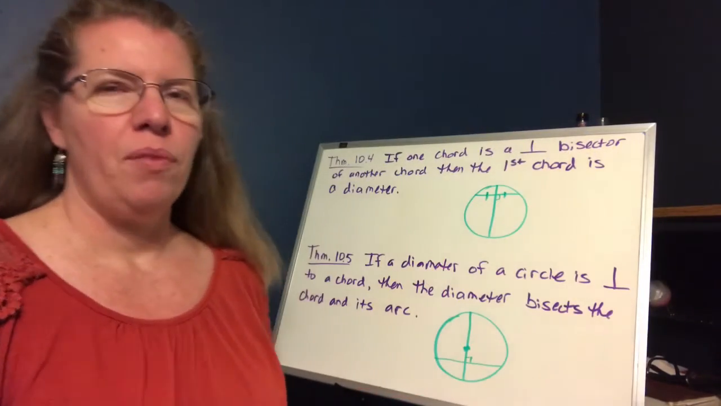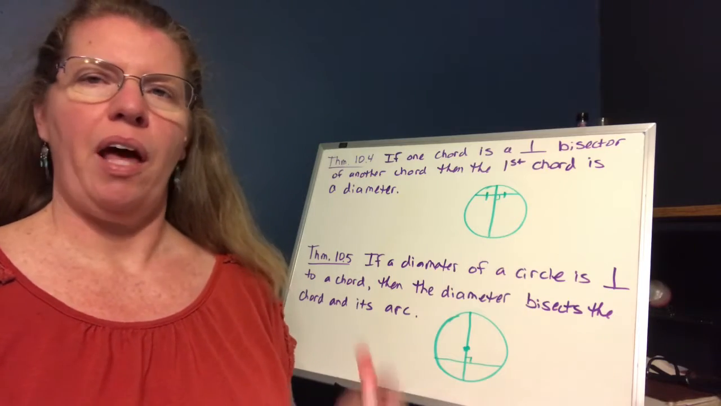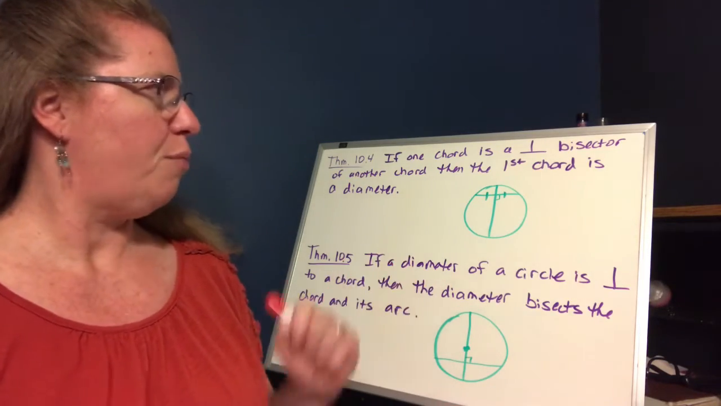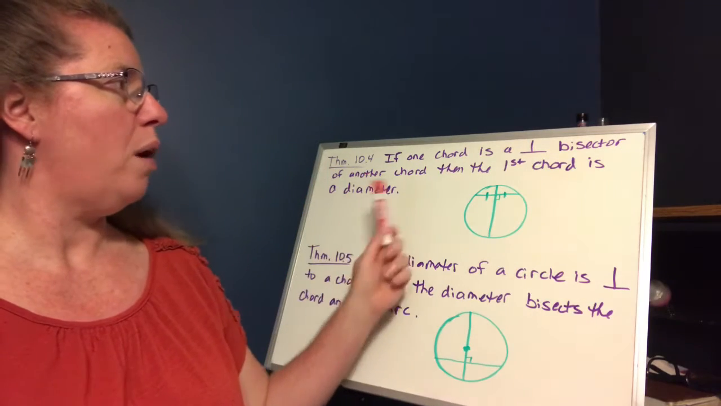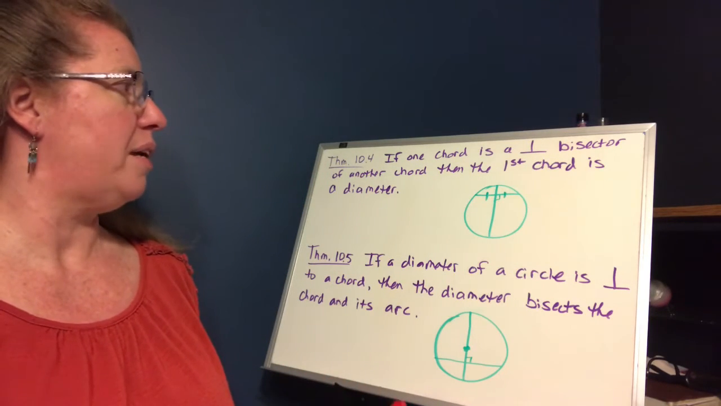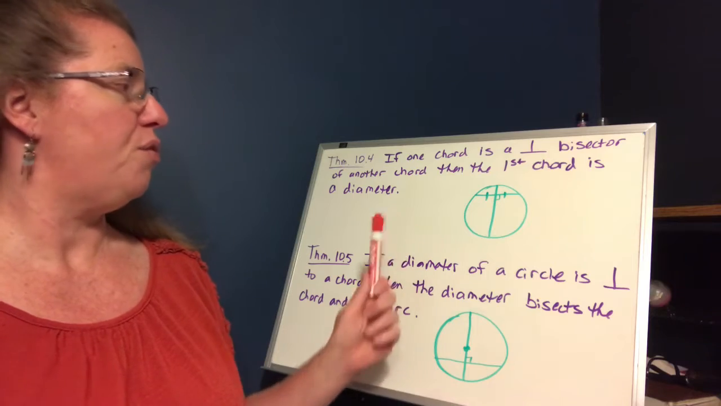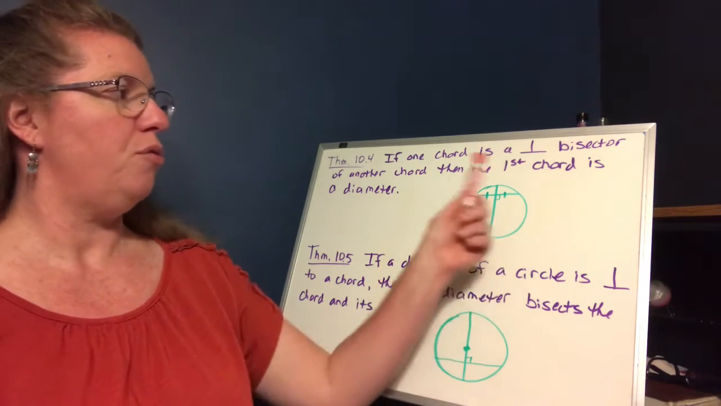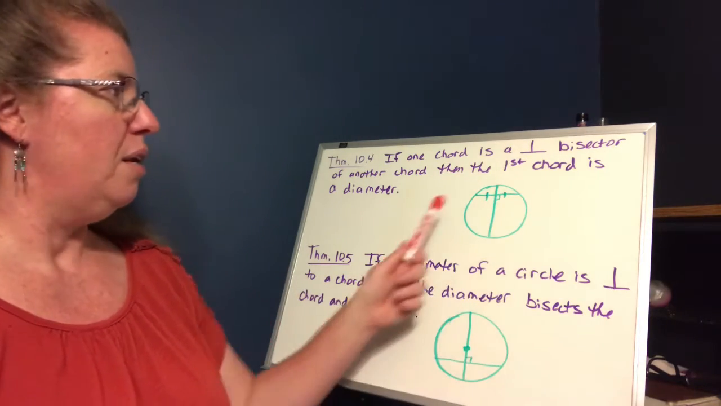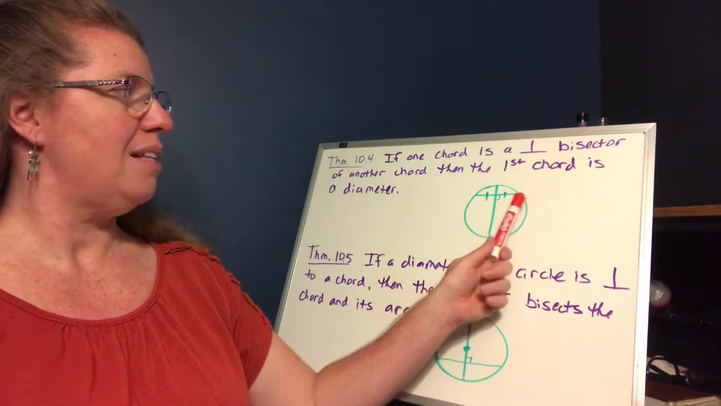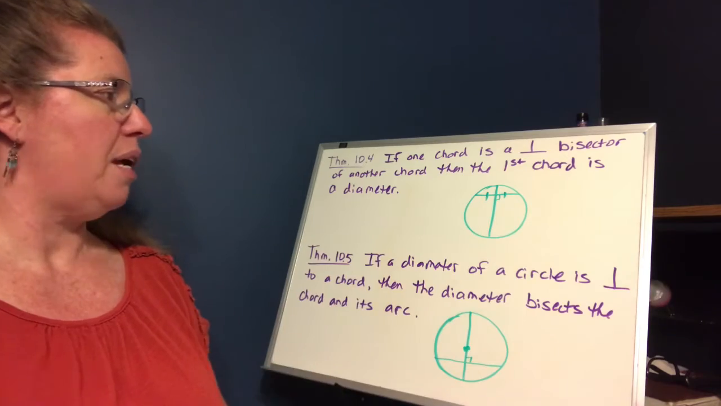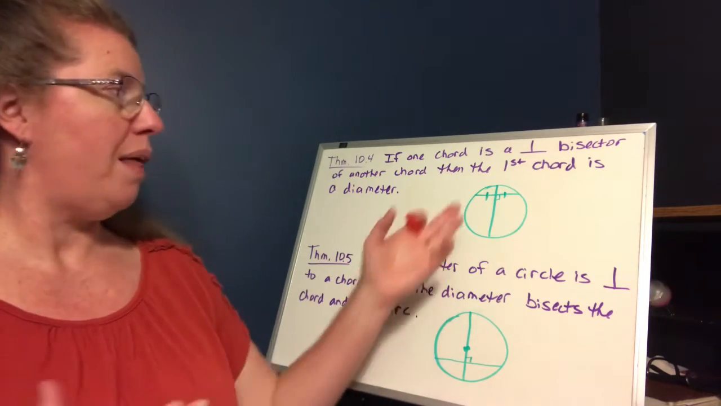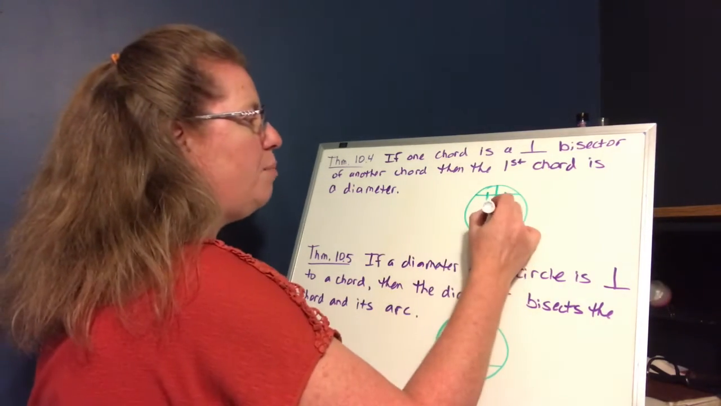Okay, we're back. From our exploration, we have two theorems that come from it. So let's look at these. The first one says, Theorem 10.4, if one chord is a perpendicular bisector of another chord, then the first chord is a diameter. So I drew the if part of our statement. So we have a chord that cuts the other chord in half and is perpendicular. So our theorem says we know just by those two facts that it has to be a diameter.